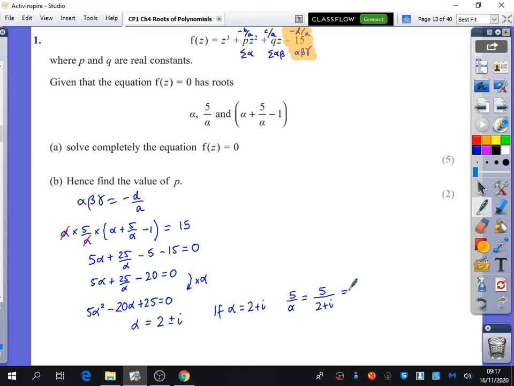So if we do 5 divided by 2 plus I on our calculators, any predictions of what the answer might be? 2 minus I. 2 minus I. So that's pretty good, okay? It now means that these two that we've got here, it doesn't matter which way round we put them, they're going to be those two roots together. So if I said that alpha was 2 minus I, obviously 5 divided by alpha is going to be 2 plus I. So we've got those two root pairs there.